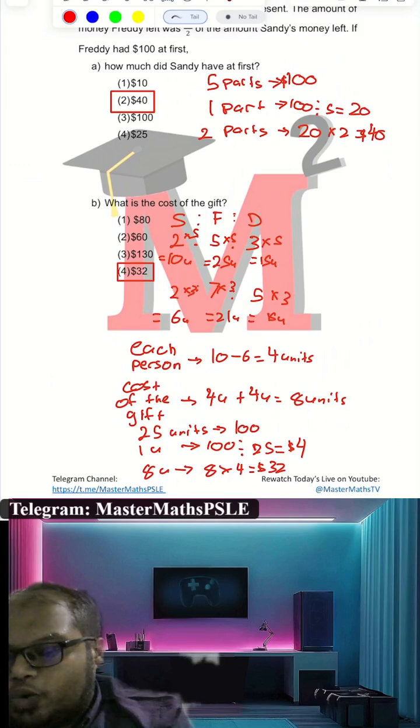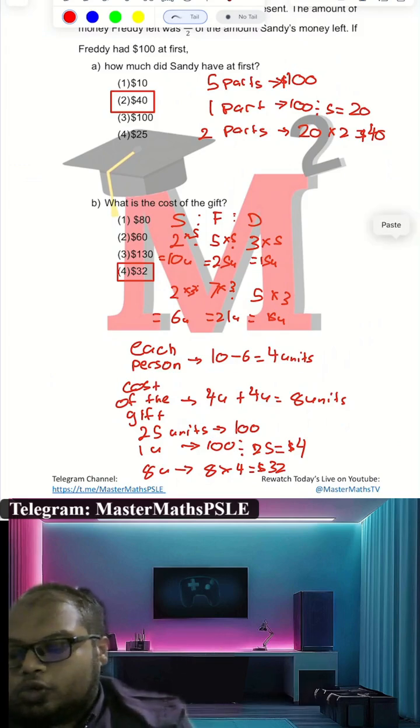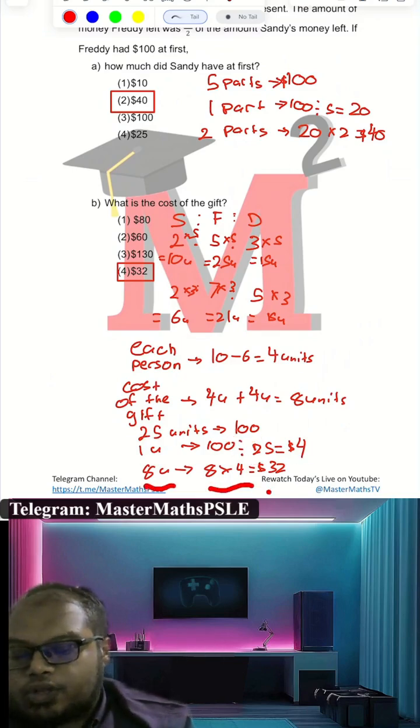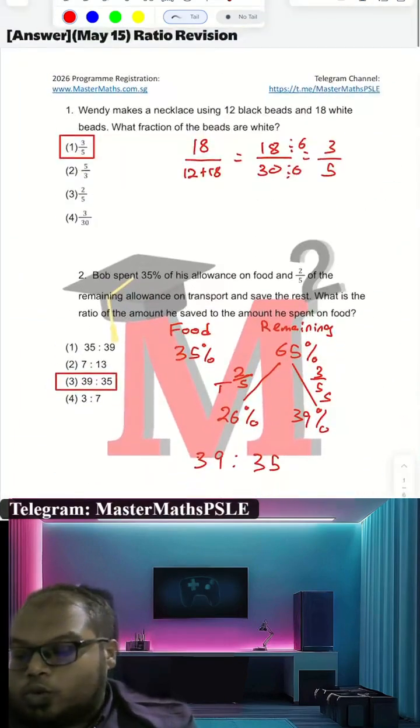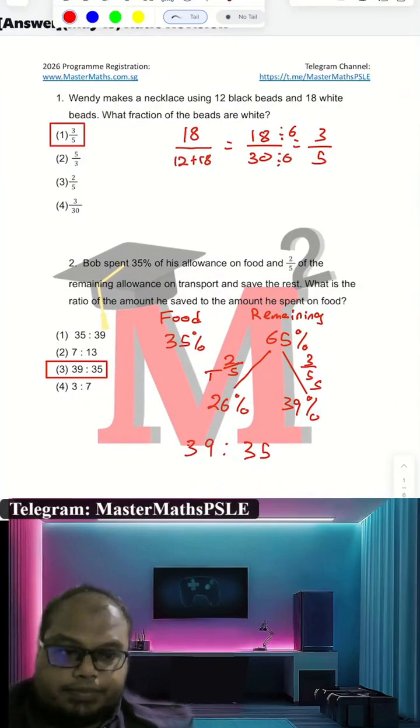So from here we know that Freddy got $100 at first. So 25 units is 100. 1 unit is 100 divided by 25 is $4. Then 8 units is 8 times 4, 32. Okay. Alright, last 2 questions before we end lesson.